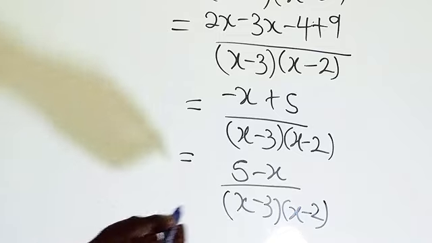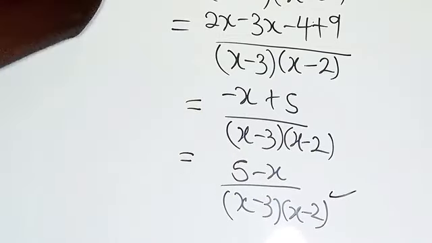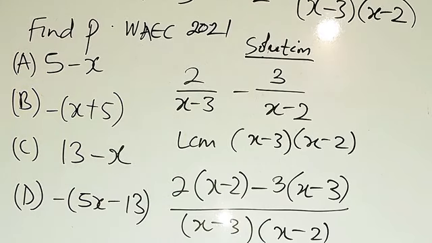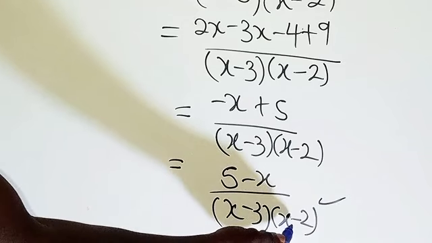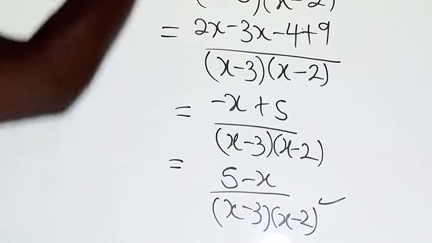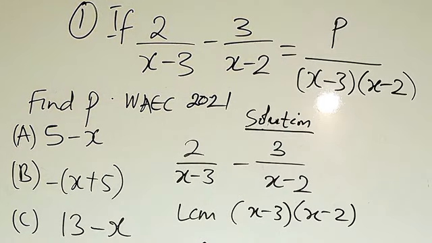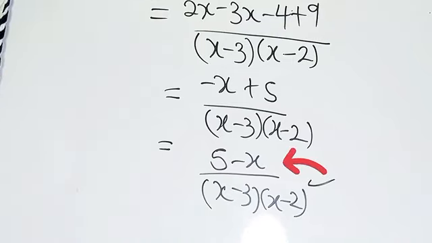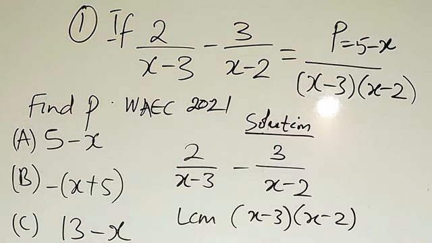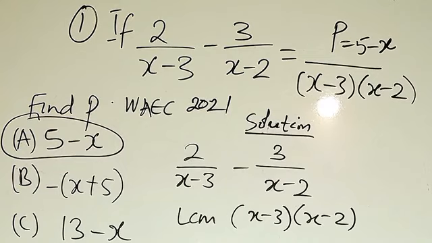Understood? So now we can see that this is the final step of simplifying this, which shows that we are now going to compare it with what we have up there. So 5 minus x over x minus 3 multiplied by x minus 2. Now going back to our main solution, we compare. You see that p here should be 5 minus what? 5 minus x, right? Which is the option A, right?